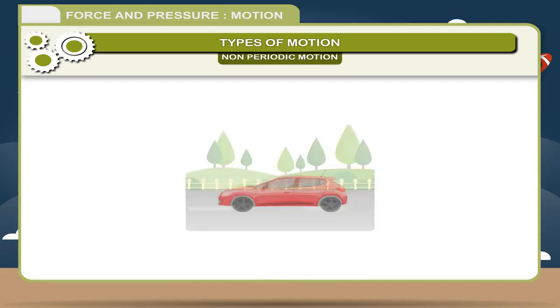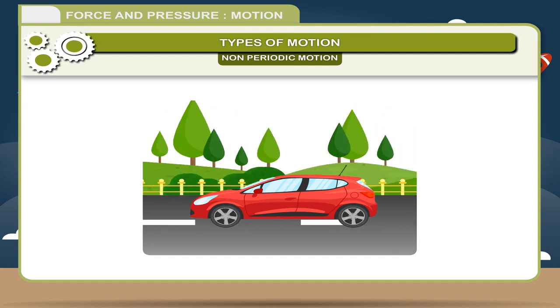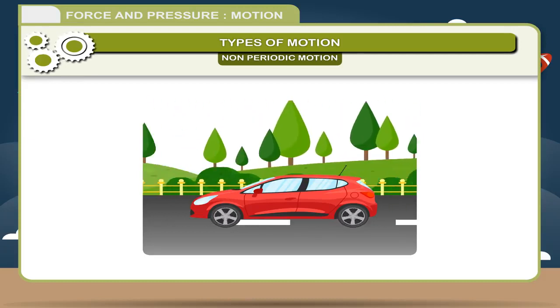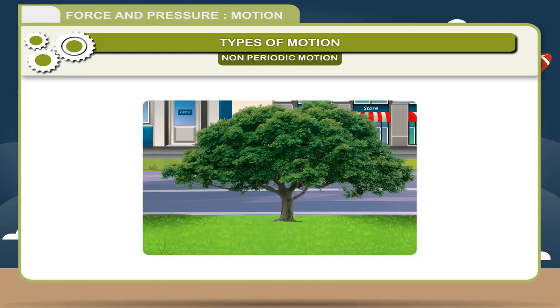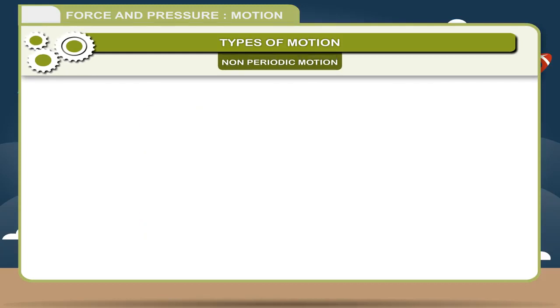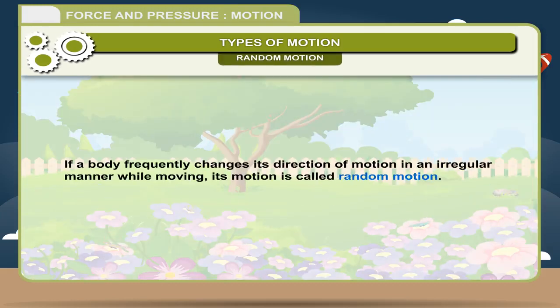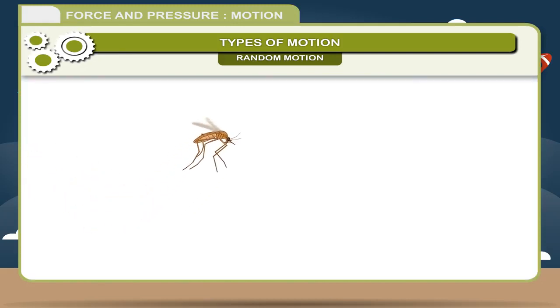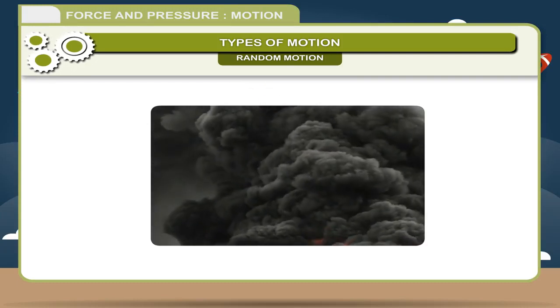Non-periodic motion. When an object does not repeat its motion after a fixed interval of time while moving, its motion is called non-periodic motion. Examples: speed of a running boy, swinging of tree branches, etc. Random motion. If a body frequently changes its direction of motion in an irregular manner while moving, its motion is called random motion. Examples: motion of a mosquito in flight, motion of smoke particles in air, etc.